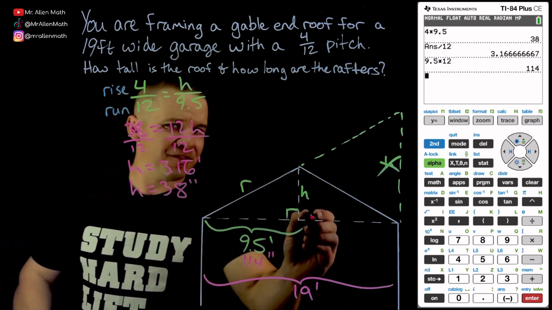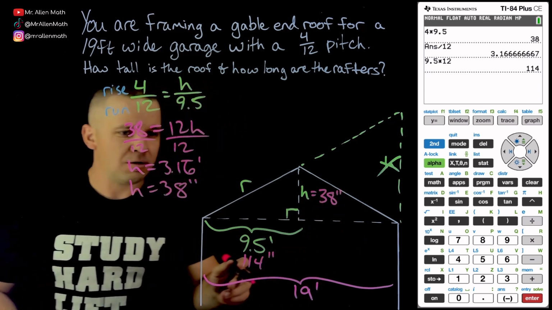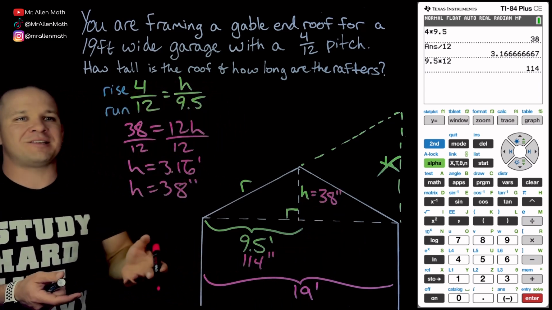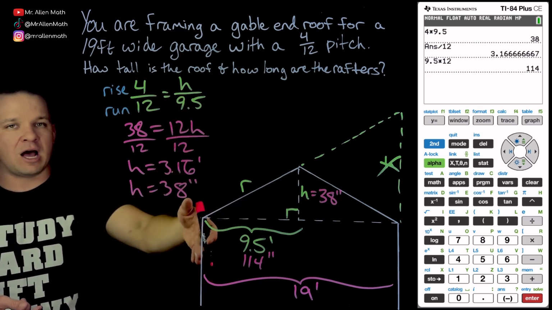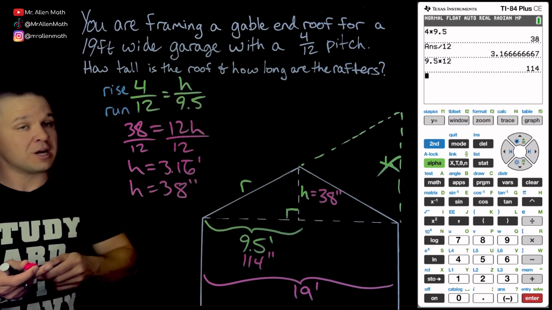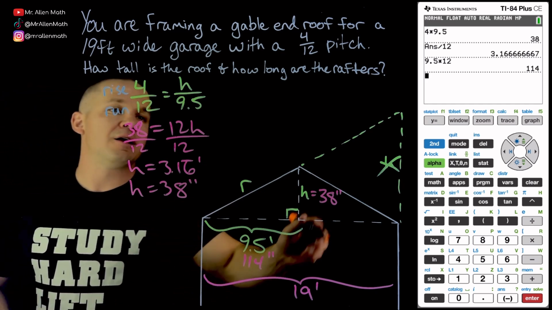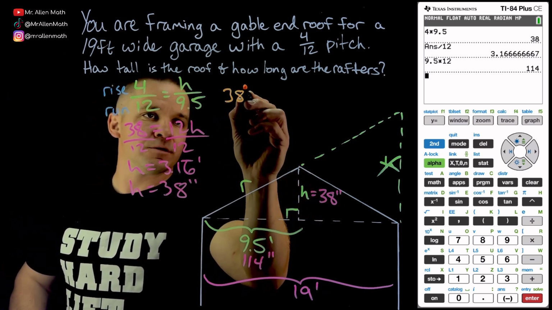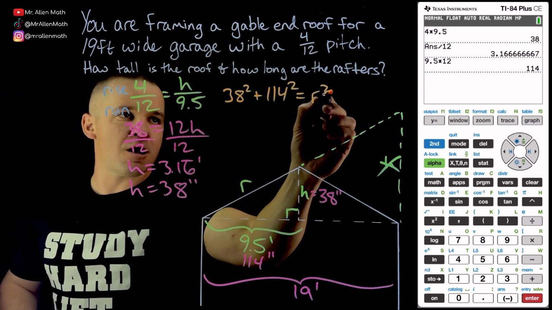So now I have these nice numbers in inches, no decimals, no messiness to plug into the calculator. For my run right there and my height right there of 38, how do I get my rafter length? If you're thinking Pythag, if you're thinking hit with some Pythag, you are absolutely correct. Let's do that. So I'm going to have 38 squared plus 114 squared equals r squared.